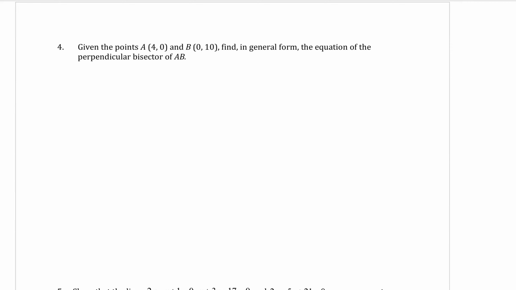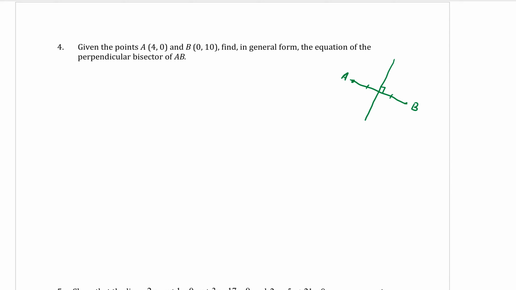Question 4, next page. Given the points A and B, find in general form the equation of the perpendicular bisector. Okay, perpendicular bisector. You don't need to draw a diagram, but what this means is that I've got a point A and B. This is nowhere near any kind of scale here. I'm trying to find the equation of a line that is going to bisect that line AB, and it's going to be perpendicular.